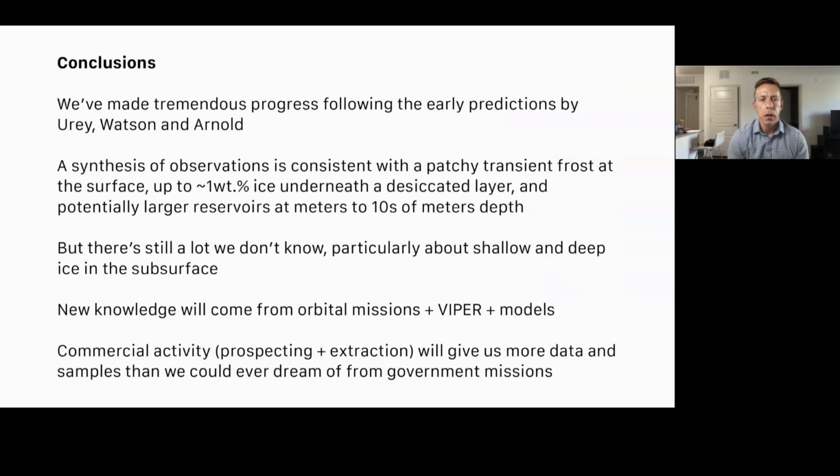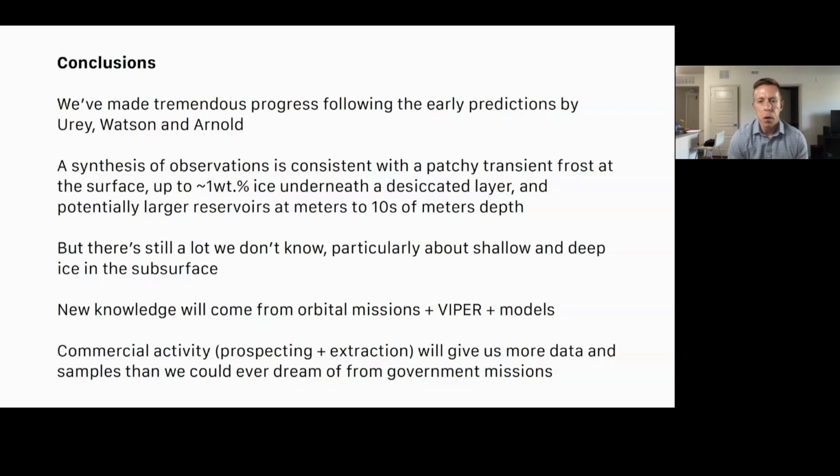Okay, so to wrap up and conclude here, I think in the past few decades, we've made tremendous progress in our understanding of the poles following these early predictions by Harold Urey, and then the canonical papers by Watson et al. and Arnold predicting that ice could be cold trapped in polar craters. A synthesis of observations that is, I think, consistent with a lot of these data sets would be something like a patchy transient frost at the surface, and that optical surface, maybe up to about 1 weight% or so ice underneath a desiccated layer. And then potentially larger reservoirs at meters to tens of meters depth.